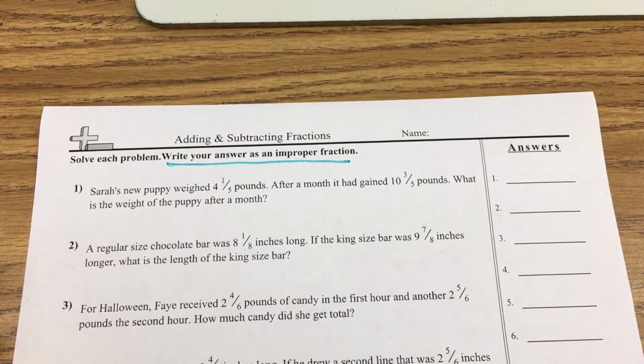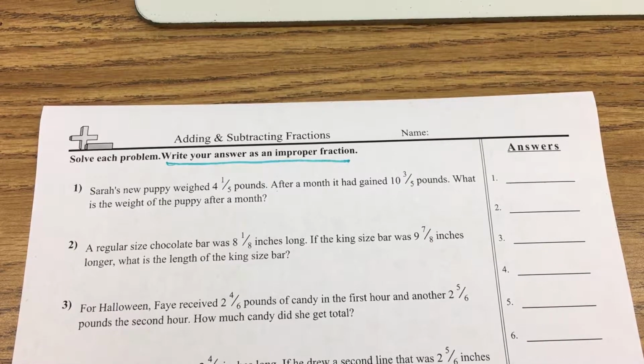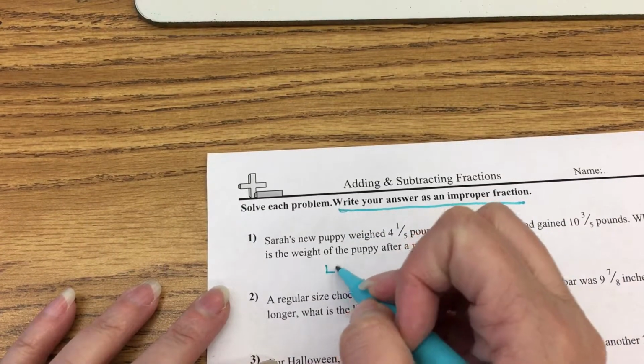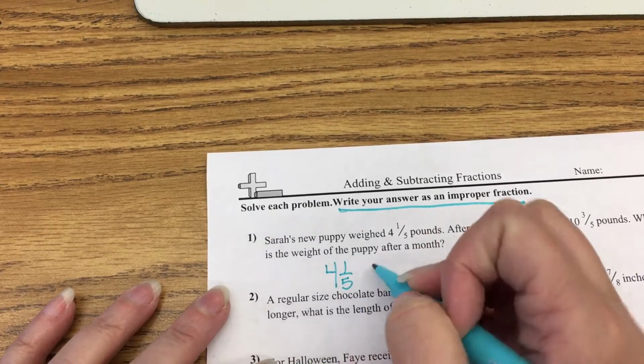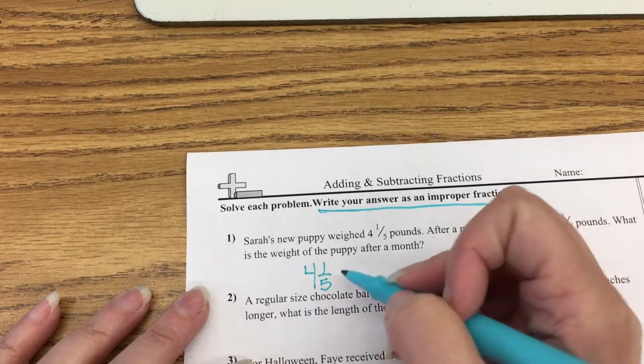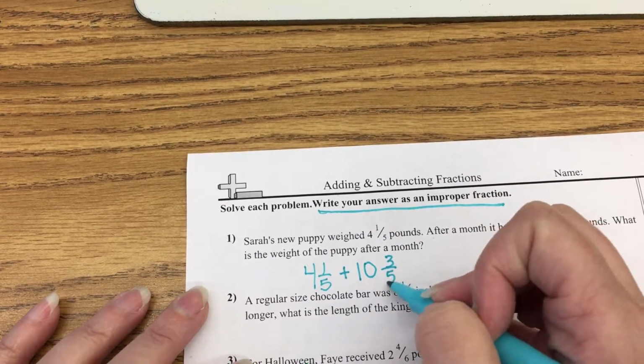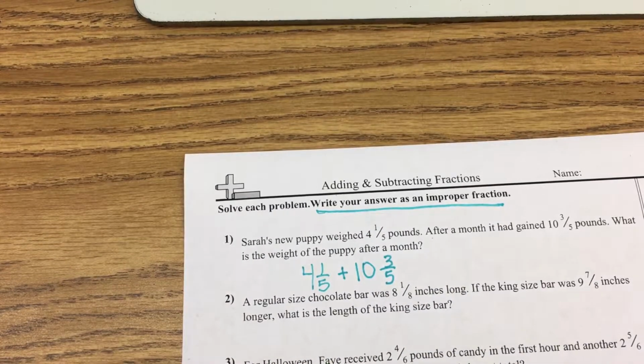Sarah's new puppy weighed 4 1/5 pounds. After a month, it had gained 10 3/5 pounds. What is the weight of the puppy after a month? Well, the puppy started at 4 1/5 pounds, and it gained, which means it added 10 3/5 pounds. So we're just going to add those two numbers together.